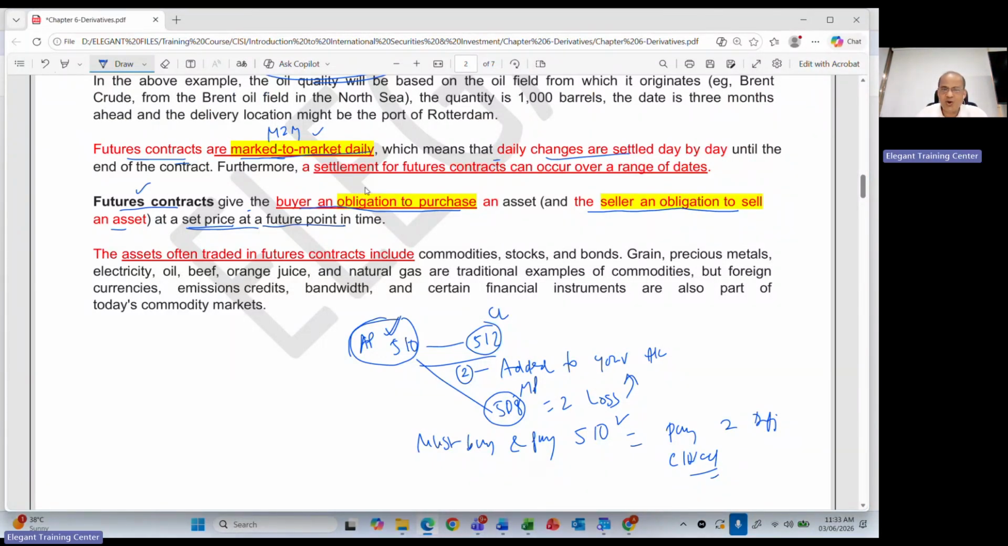So a future contract is an obligation to purchase and an obligation to sell. If you have sold a future contract, you are obliged to deliver. If you have bought a future contract, you are obliged to take delivery. The assets often traded in future contracts include commodities, stocks, bonds, grains, precious metals, and these are called your underlying assets.